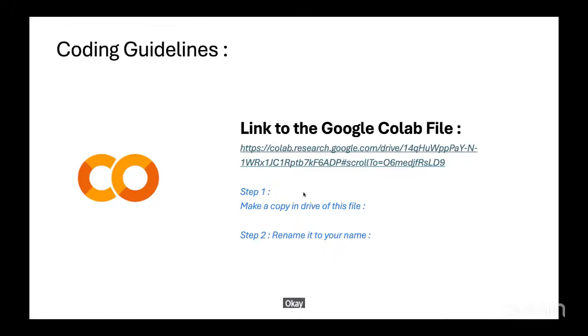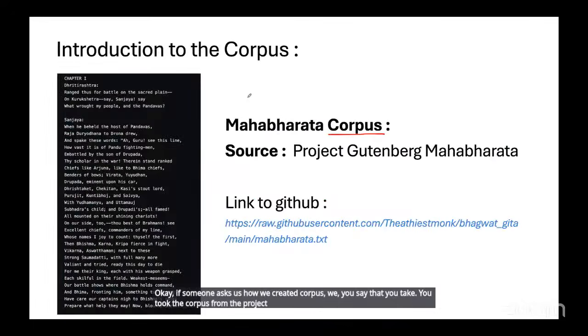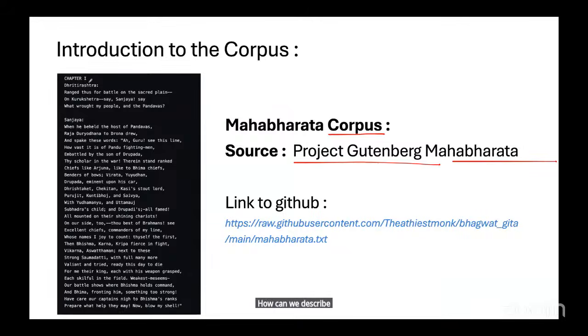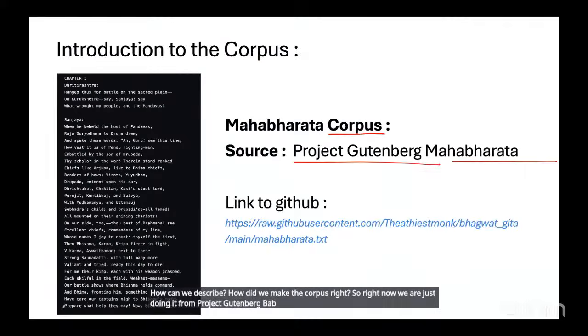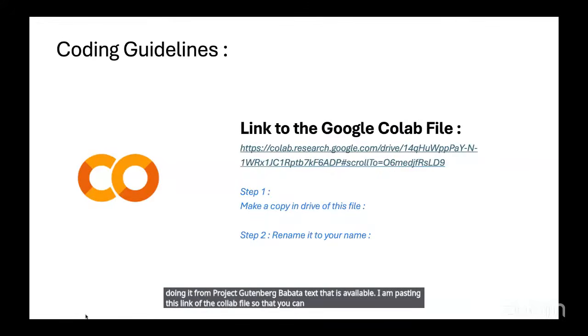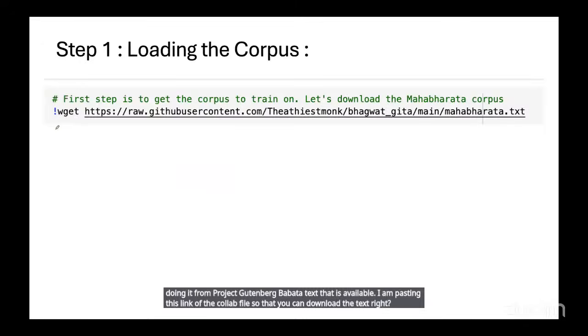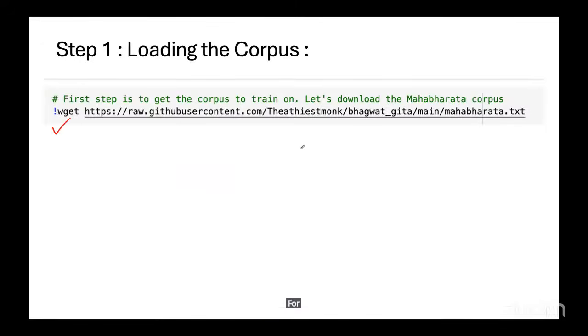Okay, if someone asks how we created the corpus, you say that you took the corpus from Project Gutenberg, right? So the source was the Project Gutenberg Mahabharata text, and you crawled Project Gutenberg, downloaded the text from there and converted it into a text file. So one user was asking how we can describe how we made the corpus, right? So right now we are just doing it from the Project Gutenberg Mahabharata text that is available. I am pasting this link of the Colab file so that you can download the text, right? I already have the code there for loading the corpus, so you don't need to do this.